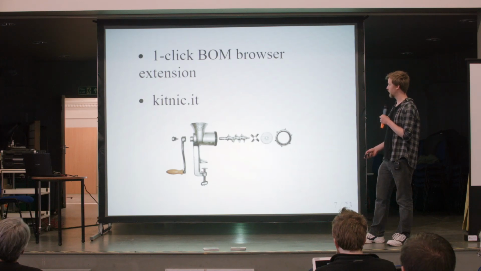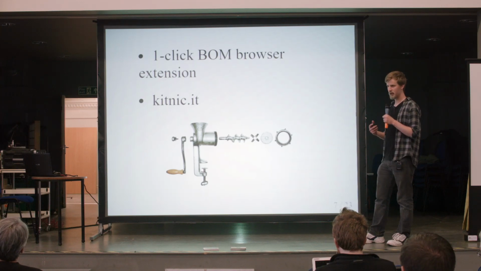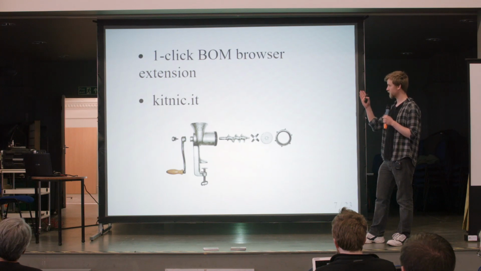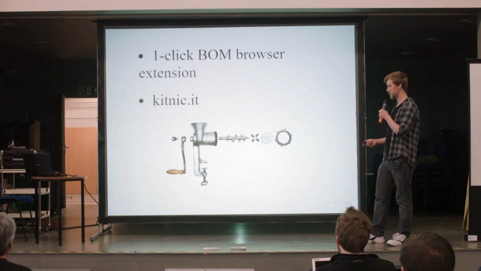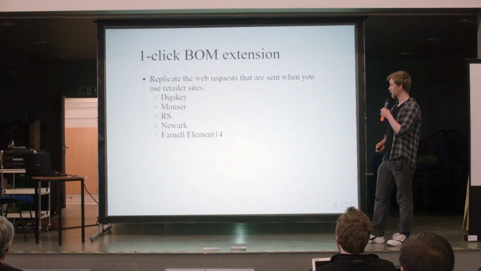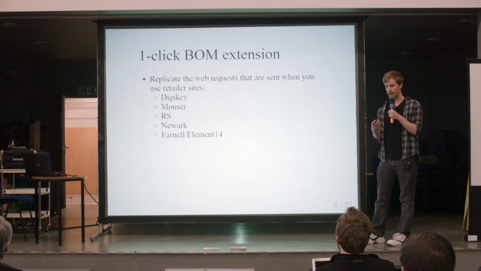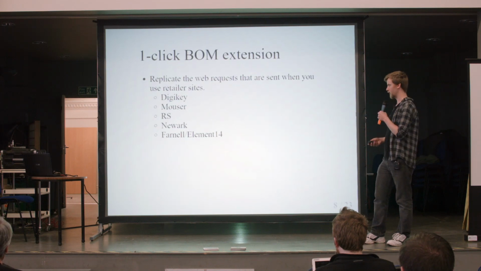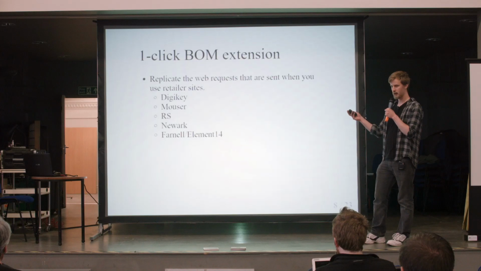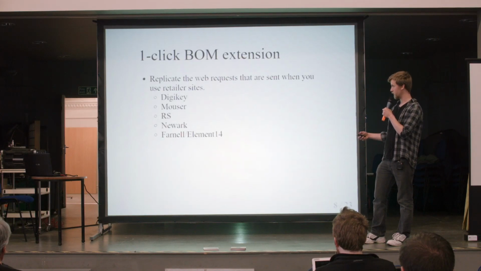So, the start of trying to solve this: the first part I made was a browser extension that could drive the retailer sites, and then the second part is the website that I'm here to talk about. So the extension tries to replicate the web requests that you send when you actually use the sites and add things to your shopping cart. And it works for these 5 retailers listed there: DigiKey, Mouser, RS, Newark and Farnell.